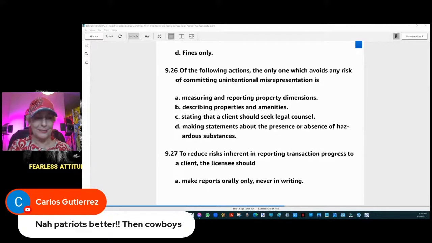Okay, so Carlos says, nah, Patriots better than Cowboys. Nah, I love the Cowboys. I'm a true Texan and Cowboy. I know they're the Texans, but that's okay. We all have a preference, right?